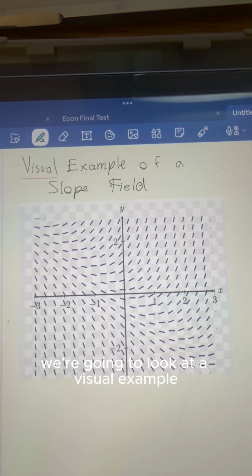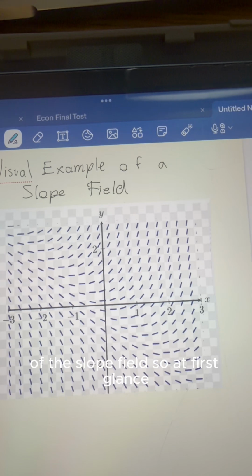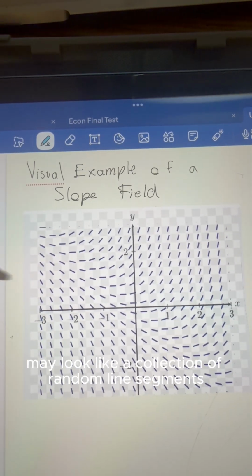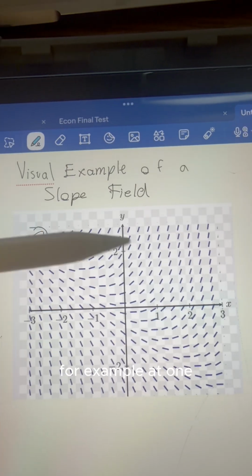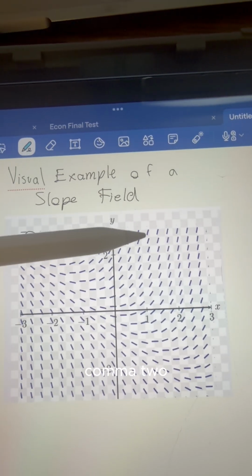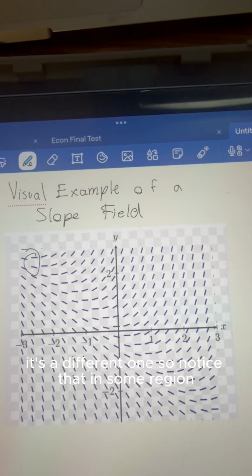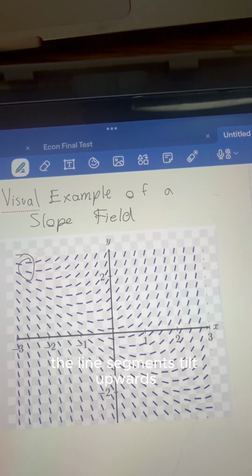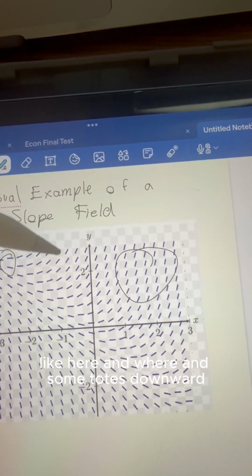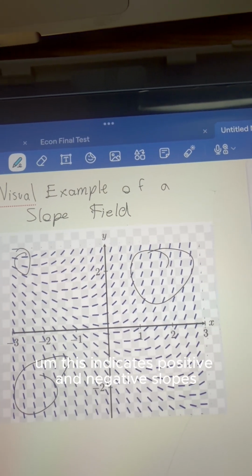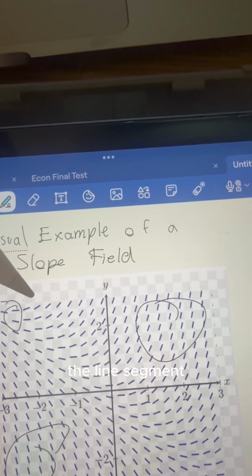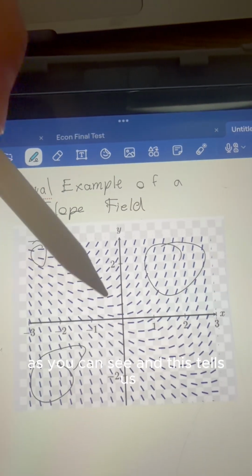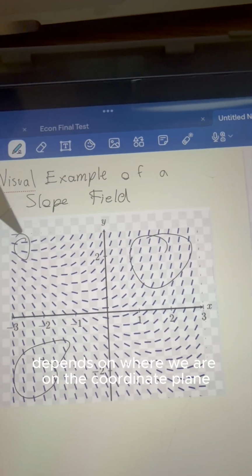Now we're going to look at a visual example of the slope field. At first glance, this graph may look like a collection of random line segments. However, each of these little line segments represents the slope of a solution at that specific point. For example, at (1, 0) over here, and (1, 2), it's a different one. Notice that in some regions the line segments tilt upwards, like here, and some tilt downward. This indicates positive and negative slopes. As we move across the graph, the direction of the segments gradually changes, as you can see. This tells us that slope depends on where we are on the coordinate plane.